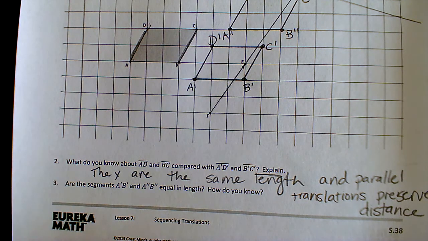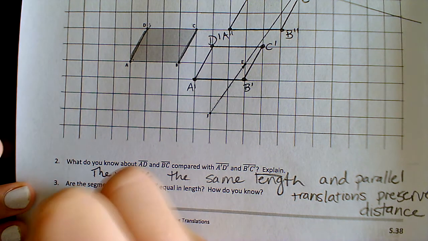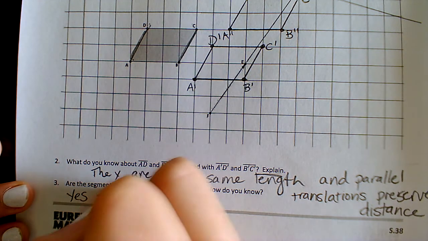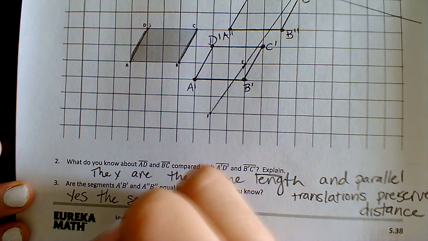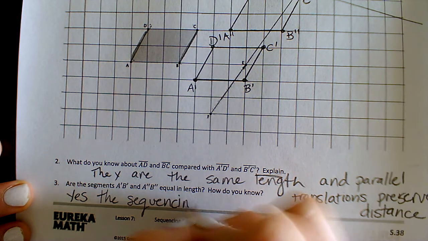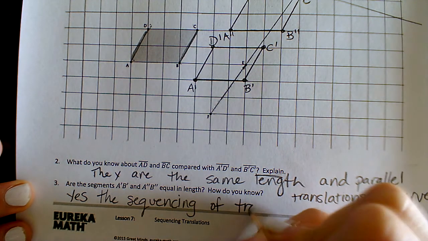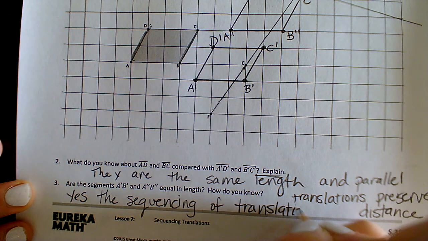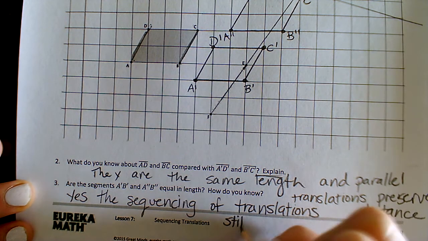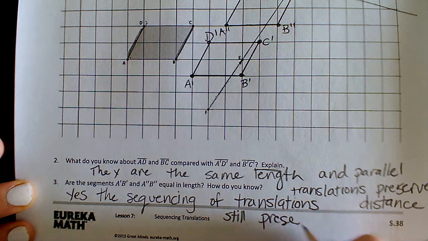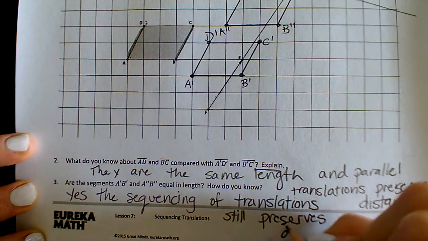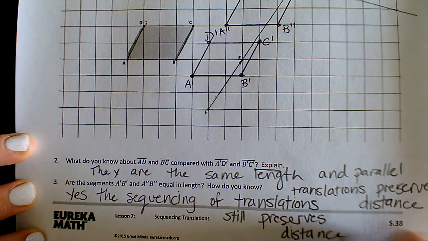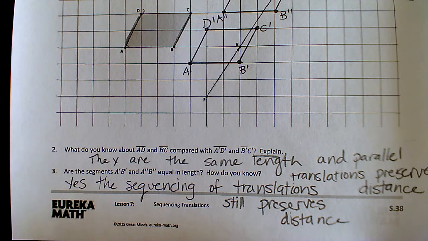Then it says, are the segments A prime B prime and A double prime B double prime equal in length? Well, yes. And how do you know? The sequencing of translations still preserves distance. Even though we've done a translation twice, a translation still preserves distance.